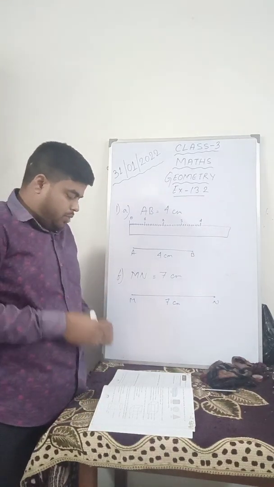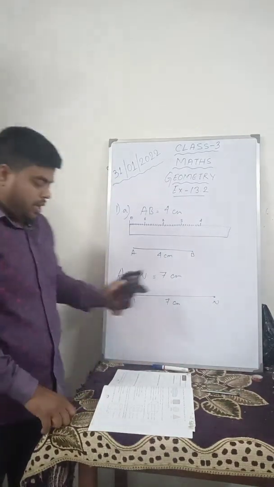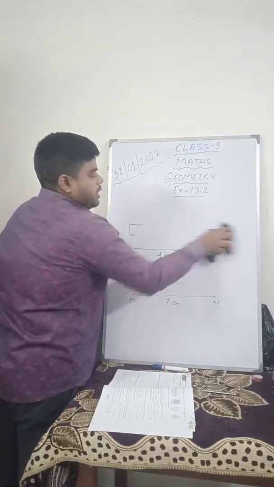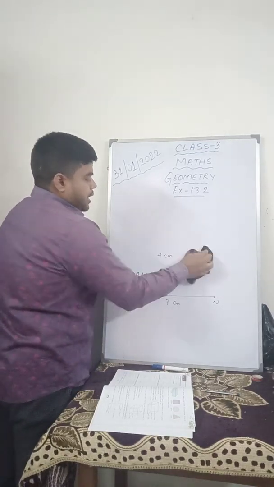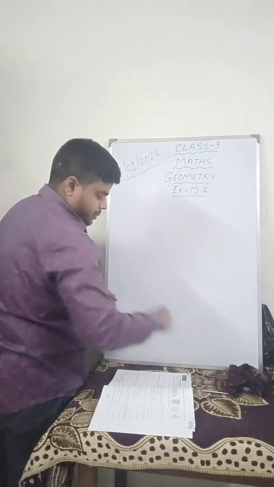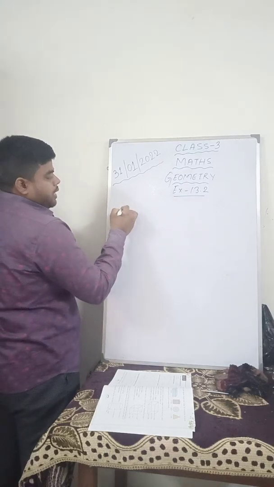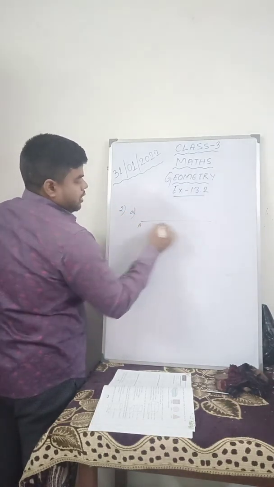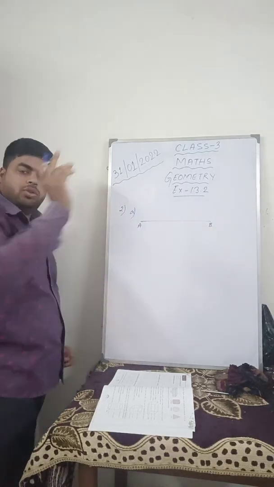Okay, let us move on to question number 2. In question number 2, they have said measure the given line segment. So they have already given you some line segments and you have to measure them. How will you measure it? Let me tell you. Suppose this is the line in 2A, and they have already written here AB. They have given you the name of the line.